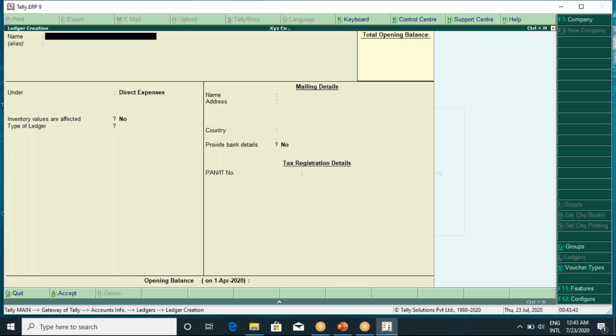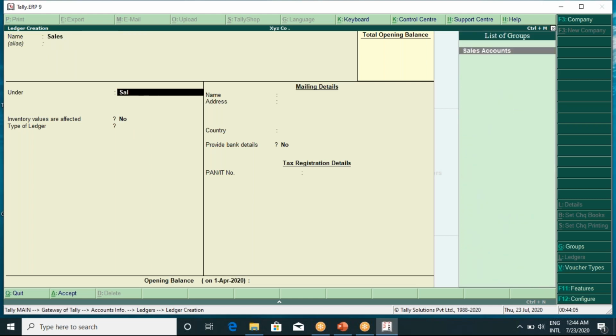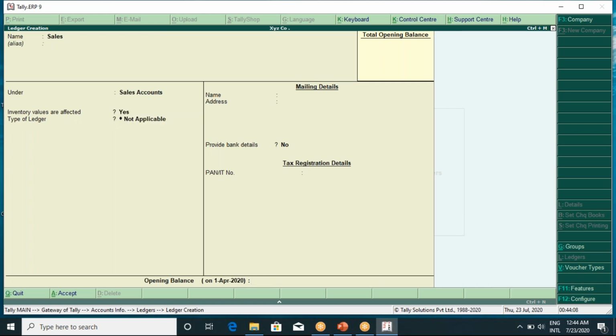Next one, factory rent is a direct expense. Suppose office rent, it is treated as an indirect expense. Okay, factory rent is direct expenses. Next one is sales, which comes under the sales account. Sales comes under the sales account. Enter, save. And next one is lightings and heat.